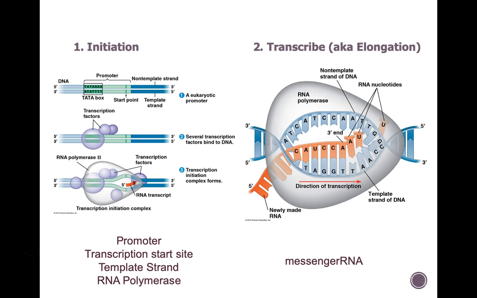In the second step, we have transcription. Now, this is also called elongation. I learned it as elongation, so I might accidentally refer to it that way. I'll try to use the term transcribe because that's what your book does. In this process, the RNA polymerase will start at that transcription start site and begin adding complementary base pairs.